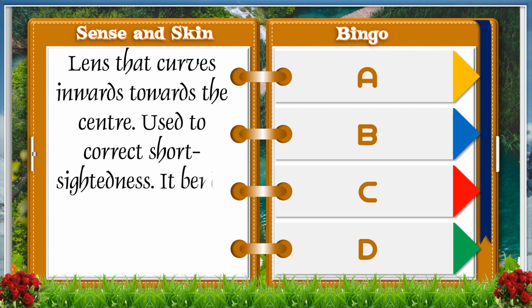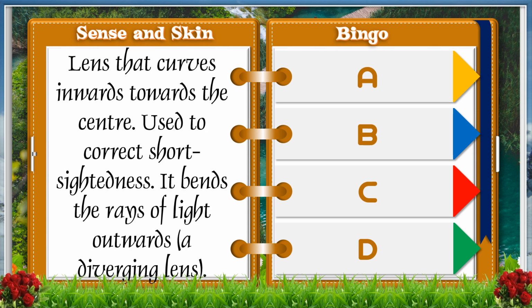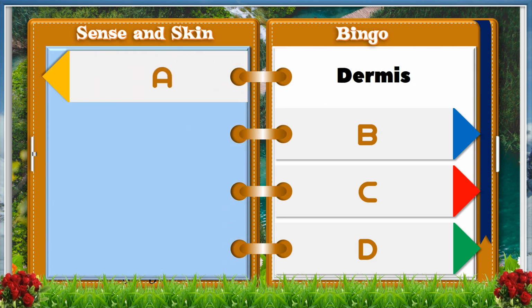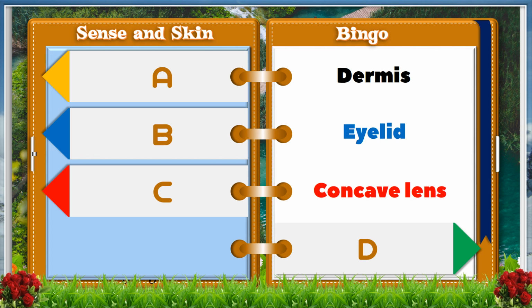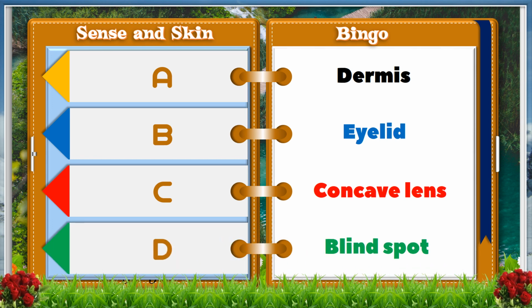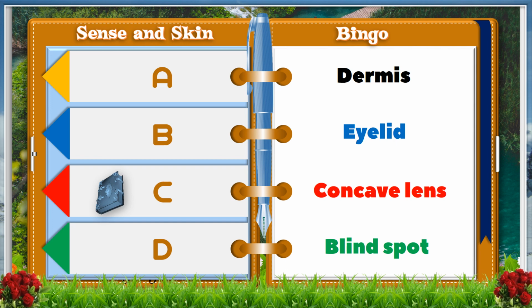Lens that curves inwards towards the center, used to correct short-sightedness. It bends the rays of light outwards, a diverging lens. A. Dermis. B. Eyelid. C. Concave lens. D. Blind spot. And the answer is C. Concave lens.